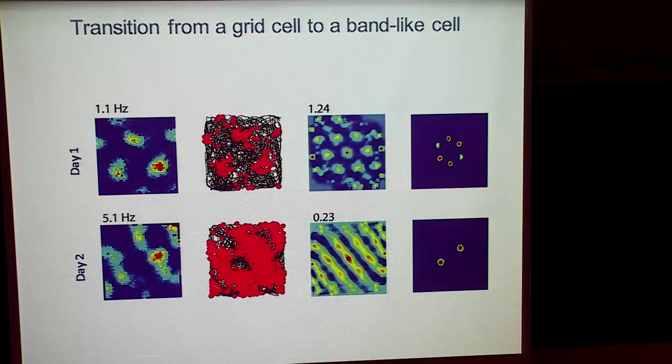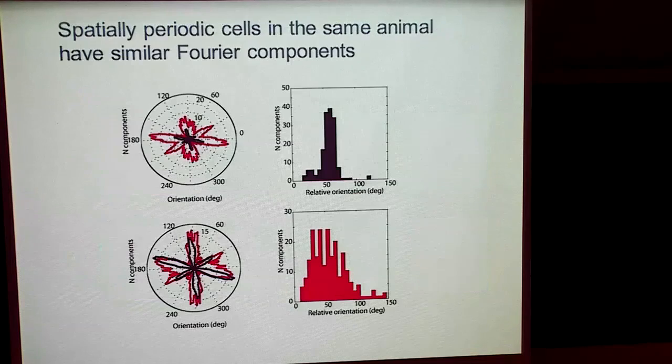And if you do the Fourier spectral analysis, what it looks like is that you've maintained one of the components, one of the plane waves, and you've lost the other two. And that occurs spontaneously, but it also occurs if you switch between environments, which, as it were, forces this change. So we think it may be the case that these are really all just one part of a big complex of cells.